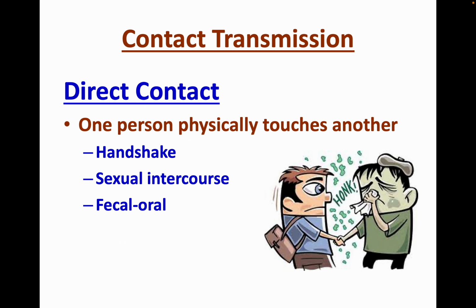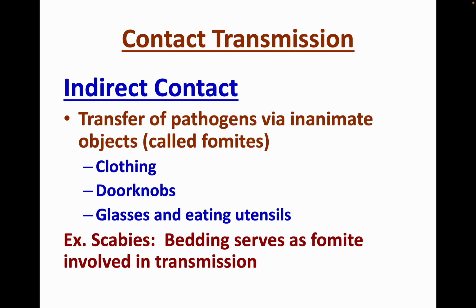So direct contact is a type of contact transmission, and it's when one person physically touches another. It could be pathogens spread by handshakes, sexual intercourse, or a fecal oral route. There's indirect contact, and this is when pathogens are transferred by an inanimate object called a fomite. So it could be clothing, doorknobs, glasses, and eating utensils. For example, scabies is often transmitted by bedding that contains the scabies mite.